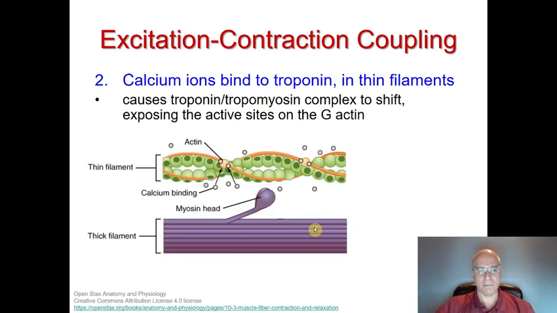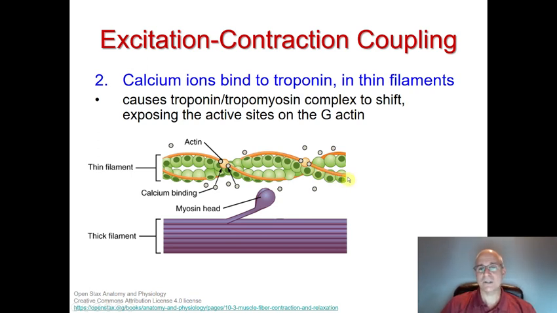So here we see our myosin and the myosin head. We're not ready for this yet, but it's coming soon. Here we see our troponin, and these little dots right here represent calcium ions. When calcium ions bind to troponin, the troponin just changes shape a little bit. And by changing shape just a little bit, all these binding sites on our G-actins are now exposed.